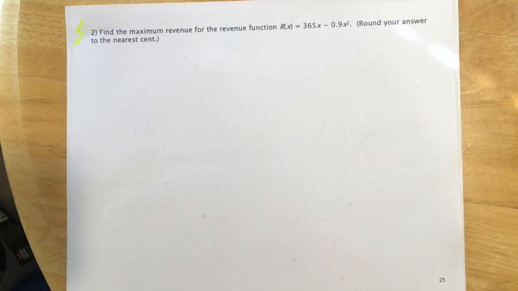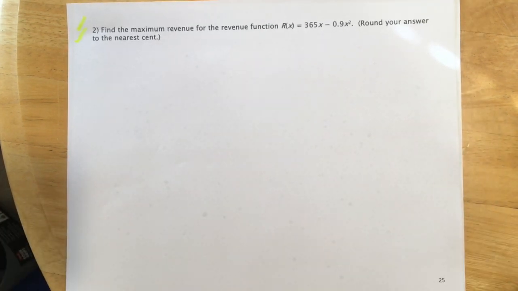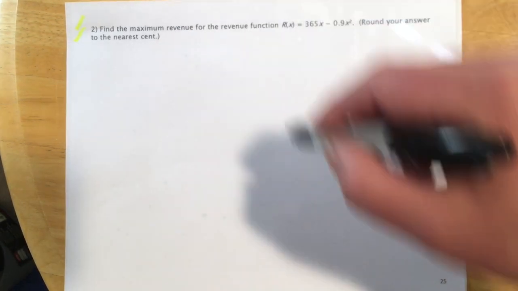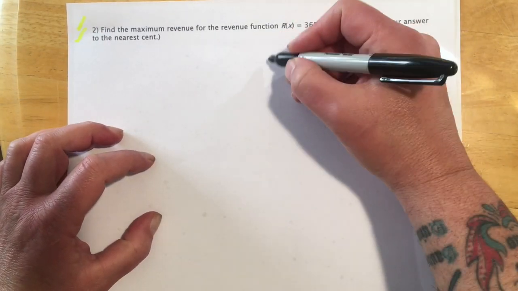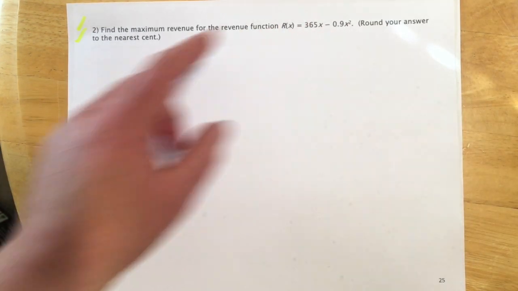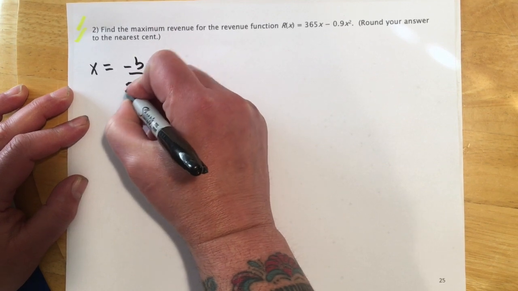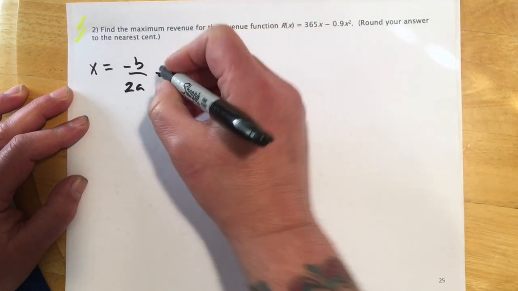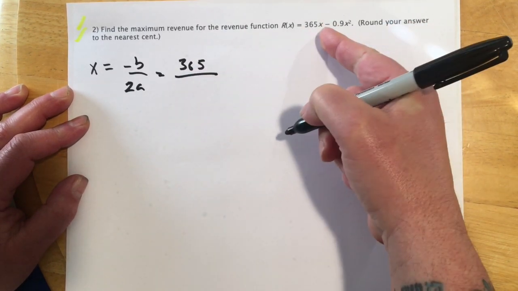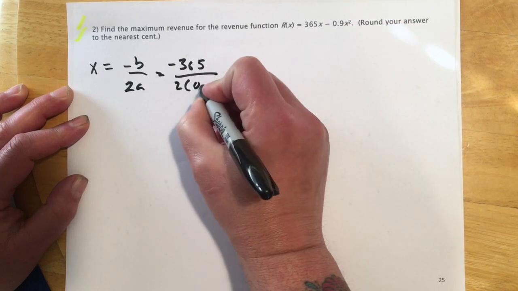Okay, number 2 goes find the maximum revenue for the revenue function, and round to the nearest cent. So when we see maximums or minimums, then with parabolas, remember that's where the vertex is. So if it's opening down, we'd have a maximum. If it's opening up, we have a minimum. So we're just going to do the x equals negative b over 2a with this to get the x coordinate. And b is the 365. And a is, oops, that should have a negative in front, negative 0.9.